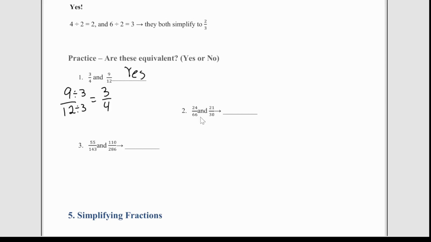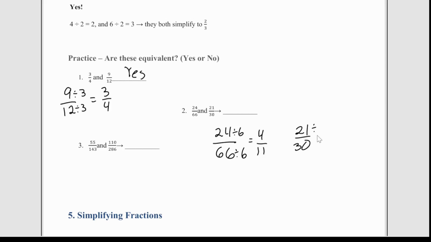For 24/66 and 21/30, to me these aren't instantly sticking out that I can multiply one by the other to get the other. So let's just try simplifying both of these. If I take 24/66, I may notice that they're both divisible by 6. 24 divided by 6 gets me 4. 66 divided by 6 gets me 11.